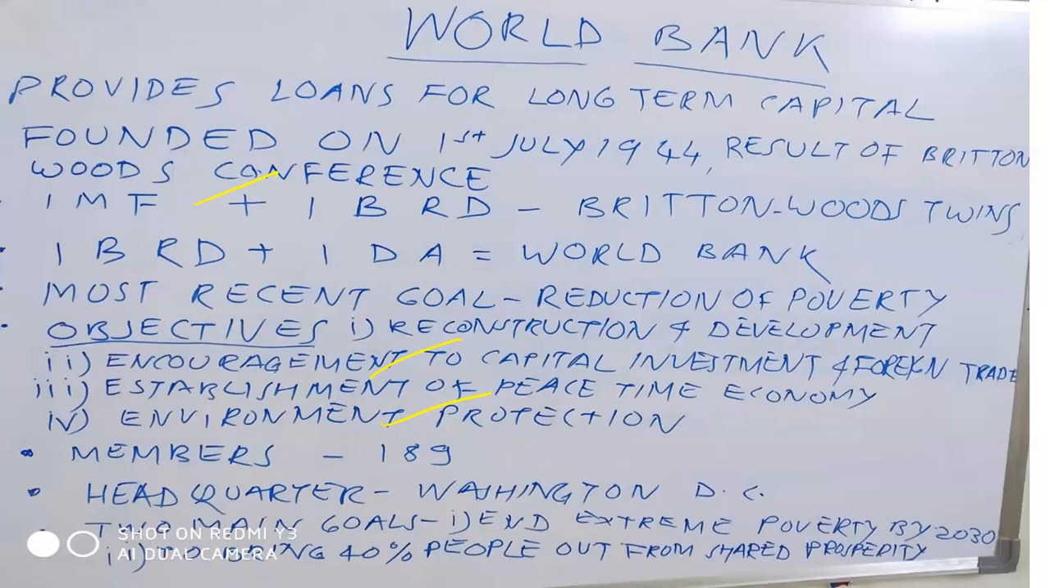Then the two prime goals. The first one is to end extreme poverty by 2030, and the second one is to bring 40% of people out of shared prosperity. Okay, these two things you need to remember: end extreme poverty by 2030 and bring 40% people out of shared prosperity. These are the two main goals.